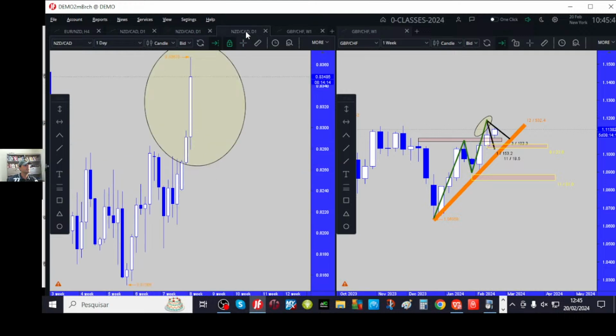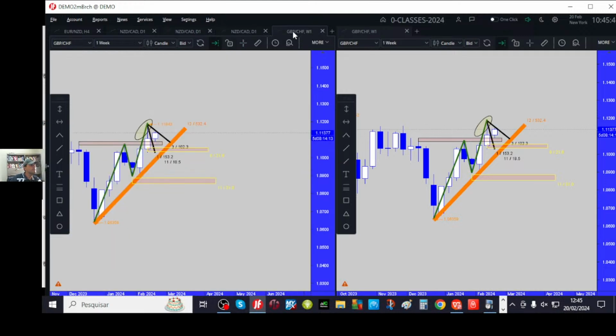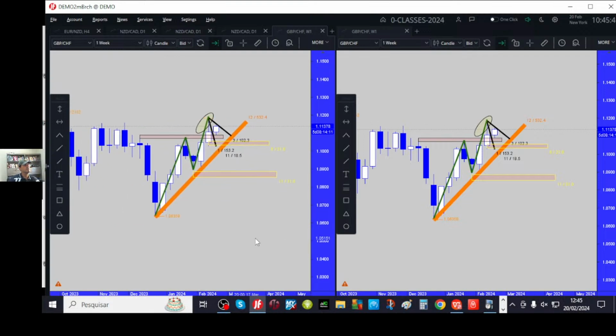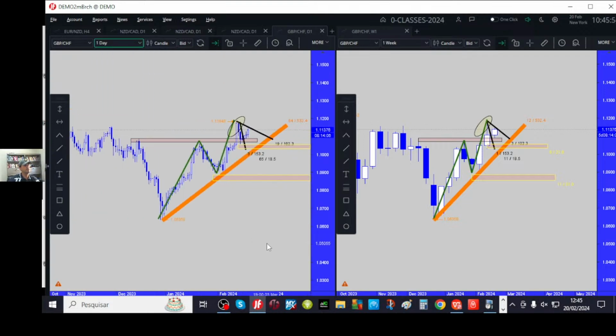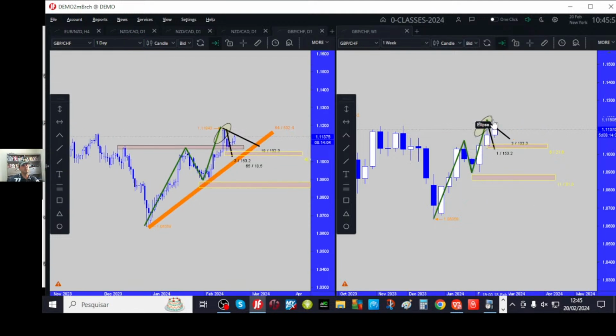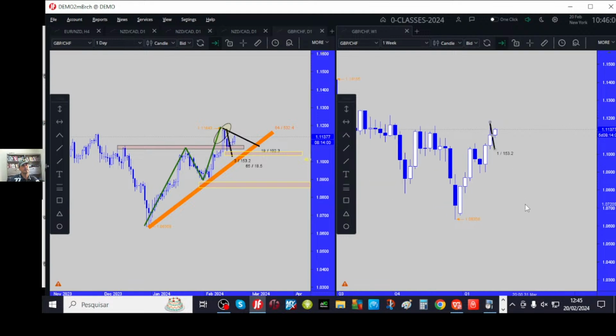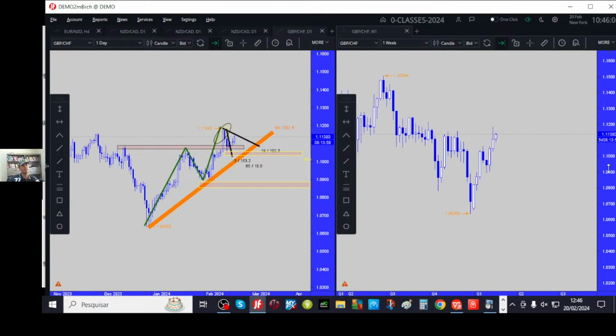Alright. GBP, oh, there you go. This is the daily. Alright. And I'm going to delete most of the things on the weekly. What happened on the weekly?